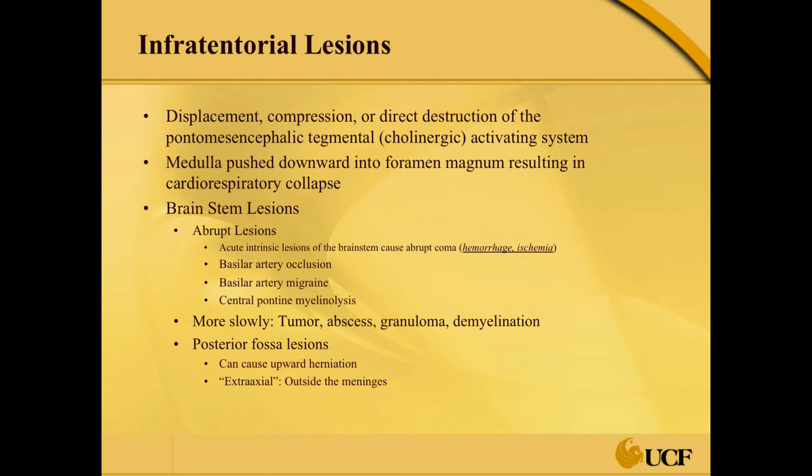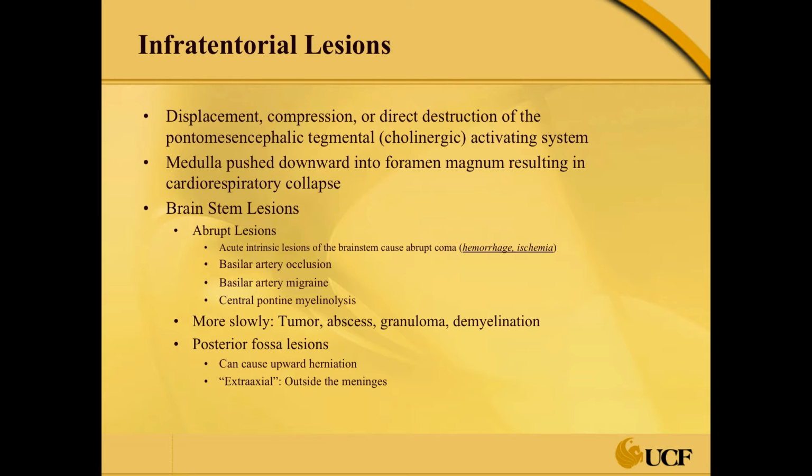Infratentorial lesions, displacement, compression, or direct destruction of the pontomesencephalic tegmental or cholinergic activating system can occur with these types of lesions as well. The medulla is pushed downward onto the foramen magnum, resulting in cardiorespiratory collapse.